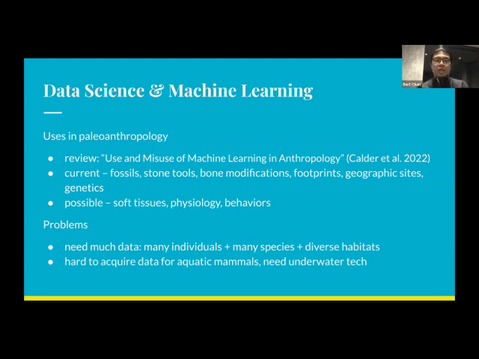But the problem with data science or machine learning or deep learning is that they do need much data. They are data hungry. And we have to gather a lot of individual animals, with many species and with diverse habitats. Especially if we want to study those semi-aquatic or aquatic mammals, we have to gather data for them, which is not easy because they live underwater. That will need some underwater technology, like underwater cameras or hydrophones. And I think it's not easy to gather this data relative to some terrestrial or human data.